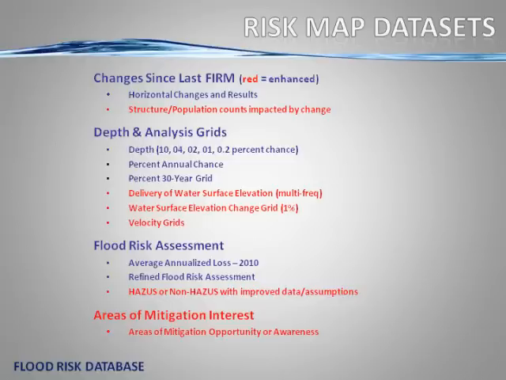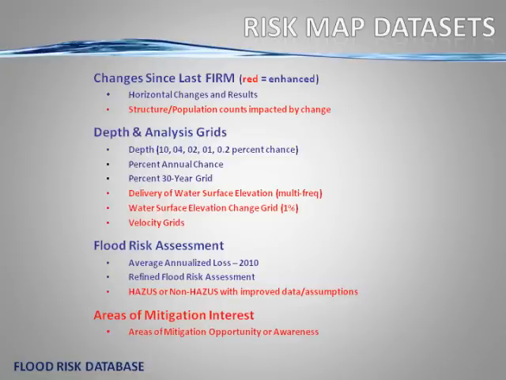And then we also create what's called the percent 30-year grid. The average mortgage of a home is 30 years. So what this grid does is that it quantifies the percent chance that you would get a flood in a 30-year period.